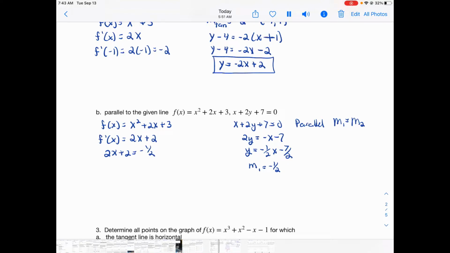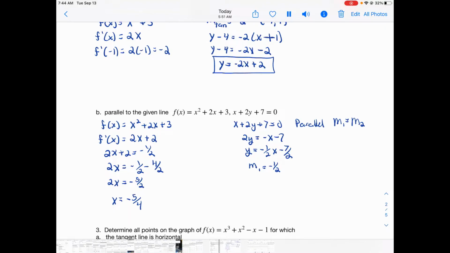And so to find my x value for my point of tangency, now I'm going to solve this equation for x because I already know the slope at this point of tangency. So if I'm solving for x, I figure out that the x of the point of tangency is negative 5/4.